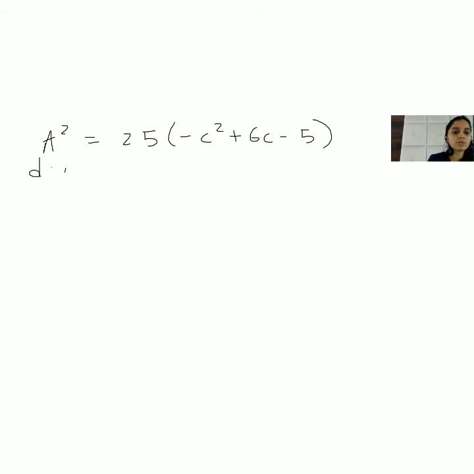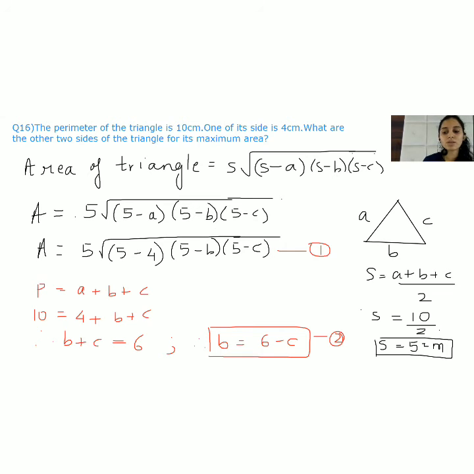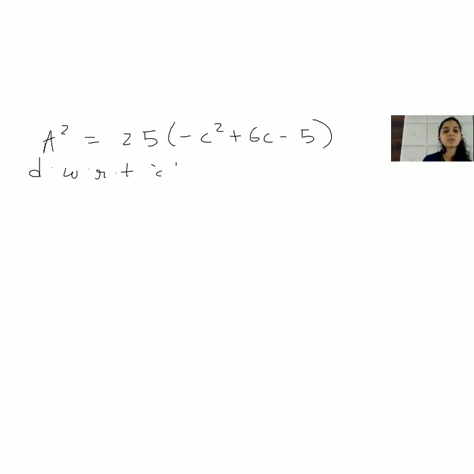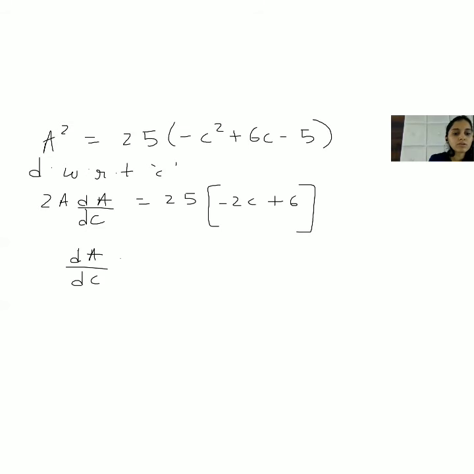Differentiating with respect to C. Now, why are we differentiating this? Because we want to know the sides of the triangle such that we have maximum area. So first we'll differentiate, and then we equate it to 0 for maximum area. So 2A dA by dC is equal to 25 as it is, minus 2C plus 6, and 0. So we have this as our differentiation. So dA by dC is equal to 25 upon 2A, bracket minus 2C plus 6.